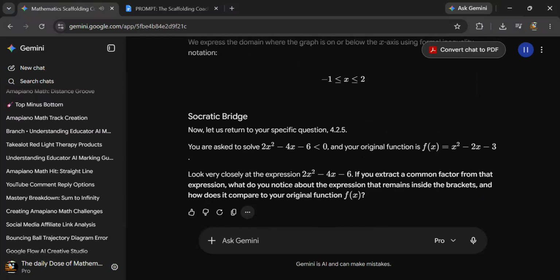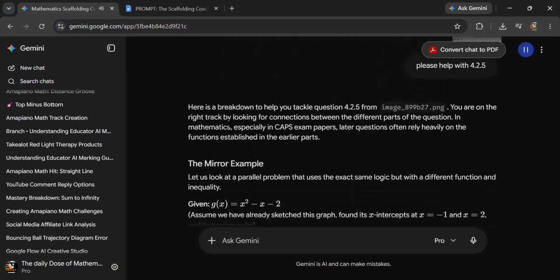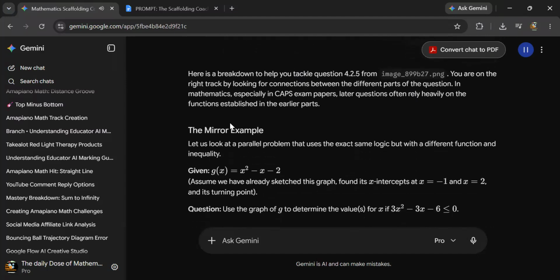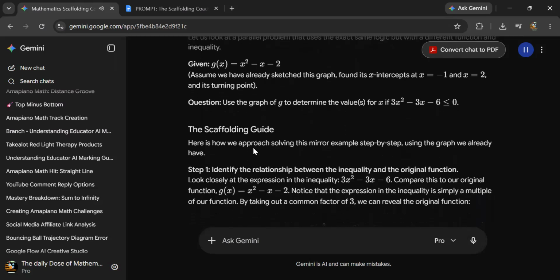Here is a breakdown to help you tackle question 4.2.5. You are on the right track by looking for connections between the different parts of the question. In mathematics, especially in CAPS exam papers, later questions often rely heavily on the functions established in the earlier parts. The mirror example. Let us look at a parallel problem that uses the exact same logic but with a different function and inequality. Given g(x) = x² - x - 2. Assume we have already sketched this graph, found its x-intercepts at x = -1 and x = 2, and its turning point. Question: use the graph of g to determine the values of x for which 3x² - 3x - 6 ≤ 0.